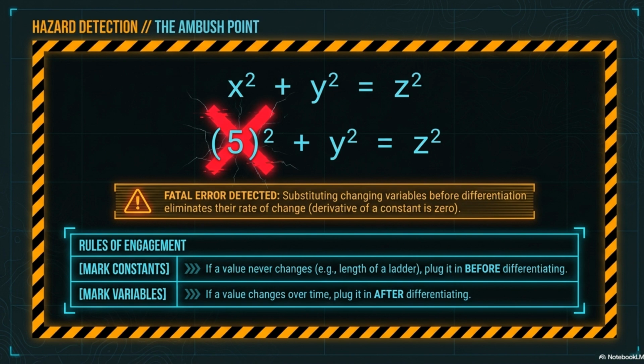Hazard detection active. Beware the ambush point. Substituting changing variables before taking the derivative is a fatal error, because the derivative of a constant is 0, which eliminates their rate of change. Your rules of engagement are clear. If a value never changes, plug it in before differentiating. If a value changes over time, plug it in after differentiating.